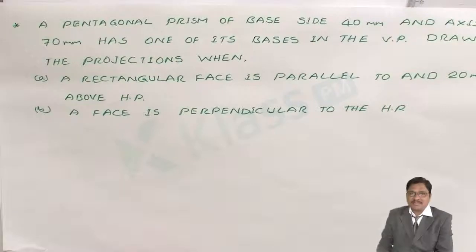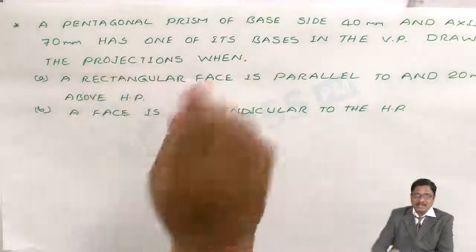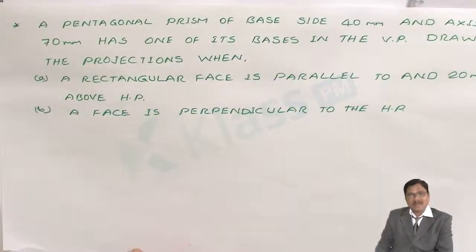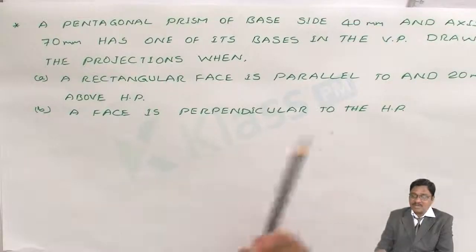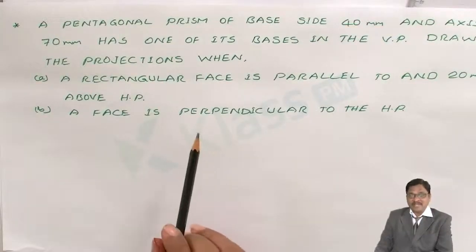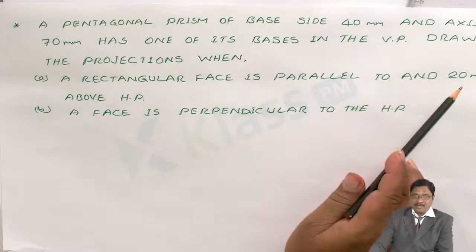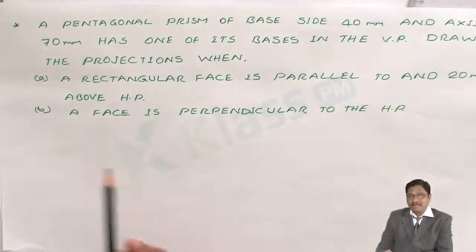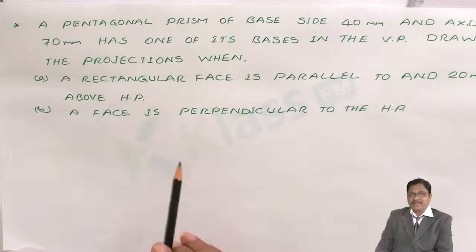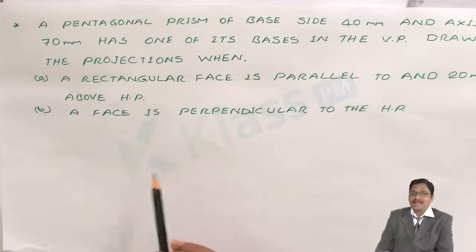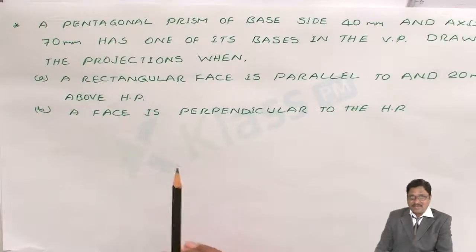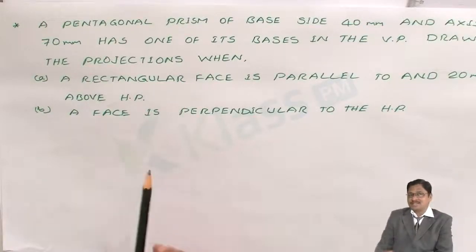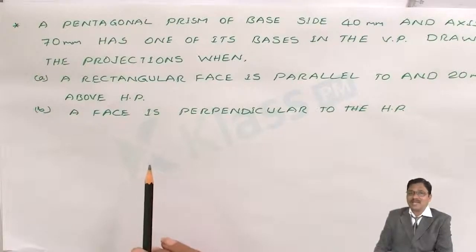So what is the second condition given in this one? The same pentagonal prism, side of base 40 mm and 70 mm height, resting on the VP only, but here there is a change in condition. What condition? A face is perpendicular to the horizontal plane. In the previous case, since it is parallel and 20 mm above, we took one of the primary edges of the pentagon, drew it parallel to the XY line, and took a 20 mm distance above also. In the second condition of the problem, the same solid, the resting condition is the same, in VP only, but the position has been changed.